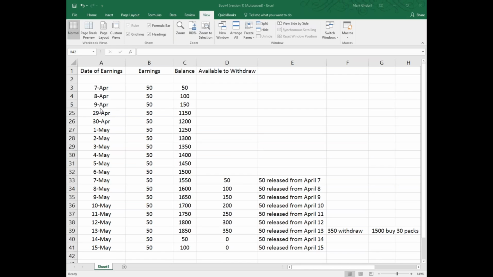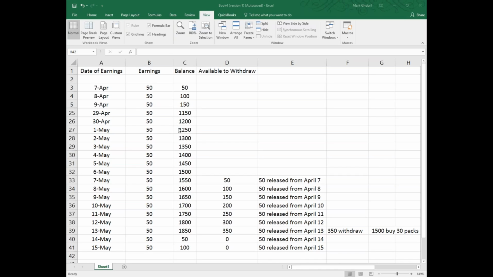And the reason I've done that is I've simply hidden them so that it makes the spreadsheet very easy to understand instead of having a lot of extra rows that really are not completely relevant to the example. What is relevant is that each of those days also has €50 earnings. So if we start at April 7th, you'll see our earnings are 50 and our balance becomes 50. On the 8th, €50 earnings, and then that brings our balance to 100, and so on.